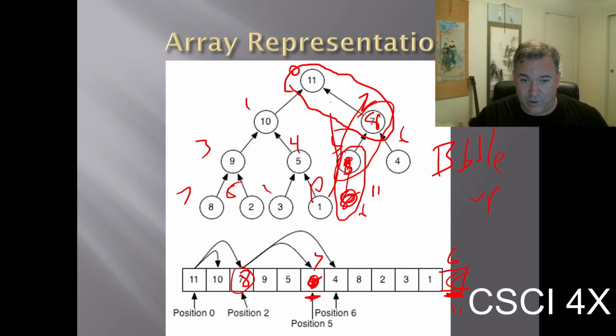When you delete, you switch the 1 and the 11. You switch those, delete the last one. This turns into a 1, and then you bubble down. So 10 is bigger than 1, so you switch the 10 and the 1. This turns into a 1, this turns into a 10. 9 is bigger than 1. This turns into a 1, this turns into a 9. 8 is bigger than 1. This turns into an 8, this turns into a 1, and we're done.